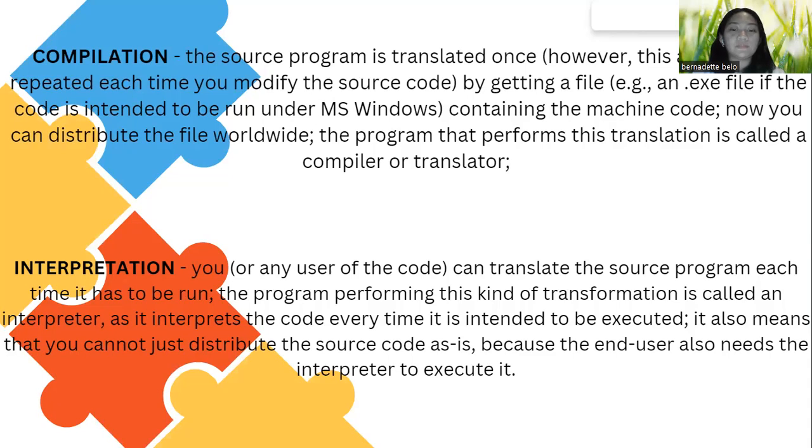Second is interpretation. An interpreter translates and executes the source each time the program runs. Unlike a compiler, you need both the source code and the interpreter to run the program. The source code alone is not sufficient for distribution. The user must have the interpreter as well.